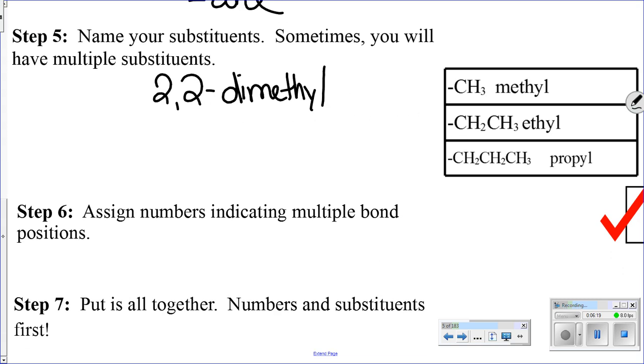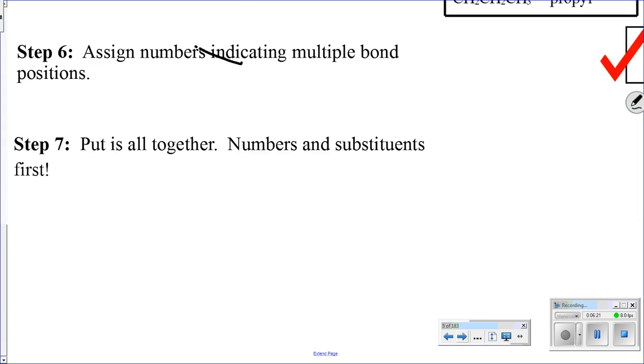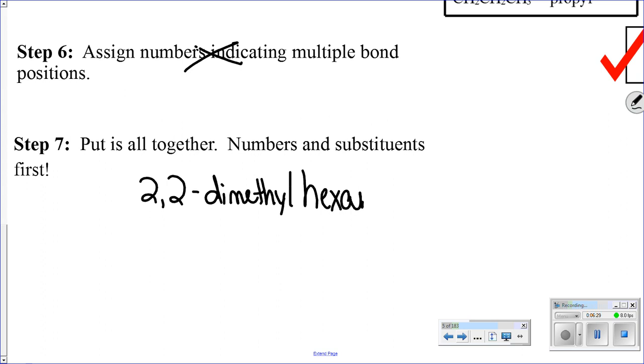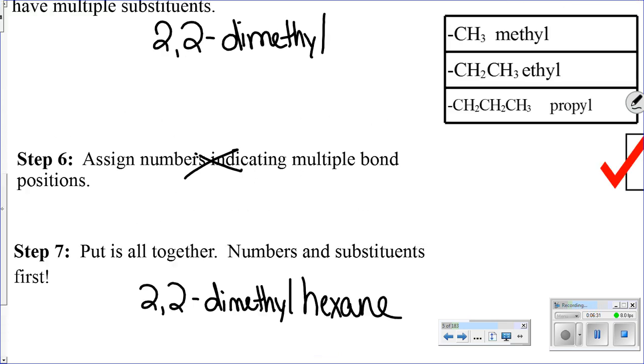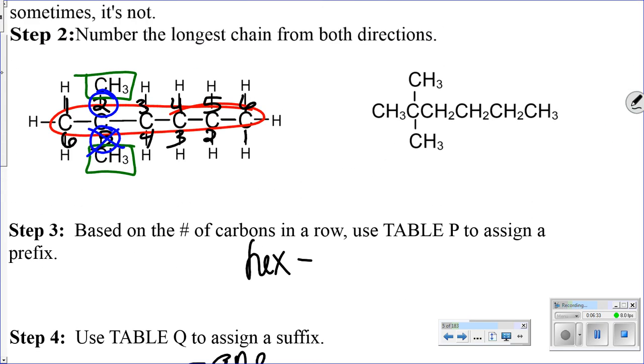We do not have any double or triple bonds. We don't need to worry about that. So this is 2,2-dimethyl hexane. I know it might seem a little redundant, but we do want to show both of those are attached to carbon 2.